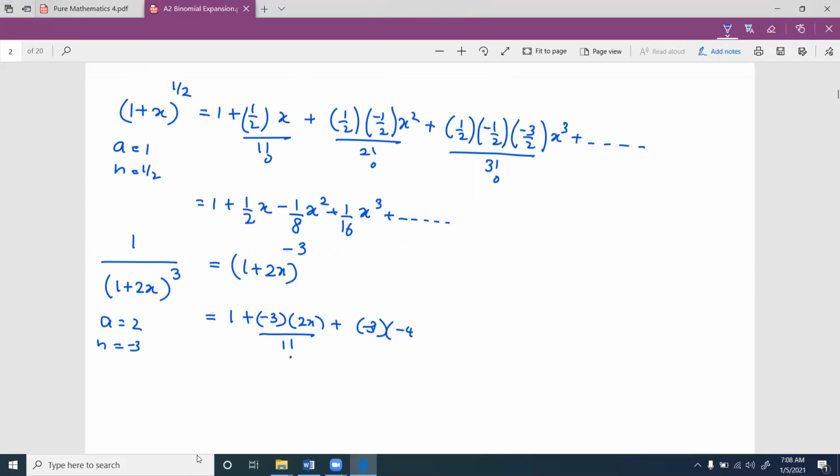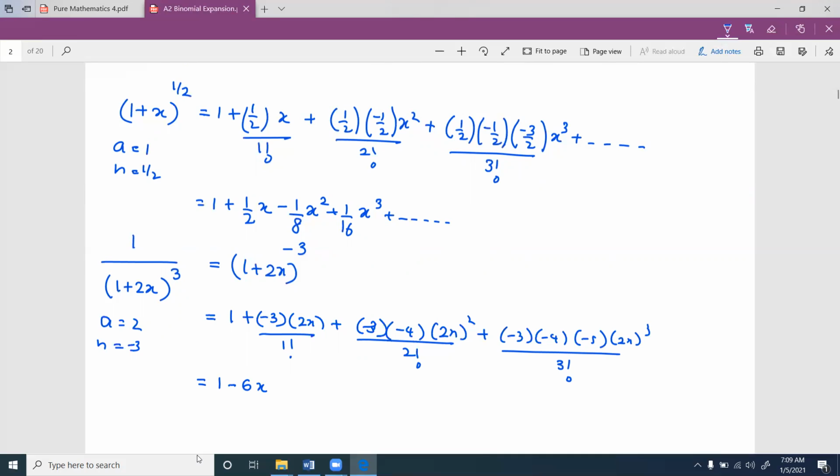n into (n minus 1), squared, divided by factorial 2. This is n into (n minus 1) into (n minus 2) over factorial 3. Right? If you operate this, you will understand that 1 minus 6x, then this is turned up to minus 3 into minus 4 into 2 squared, which is 4.